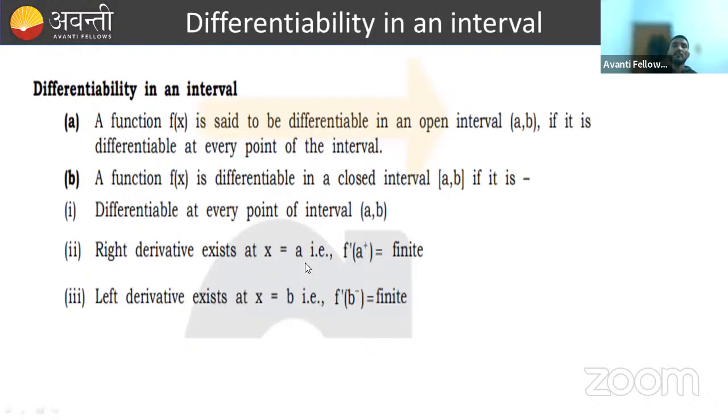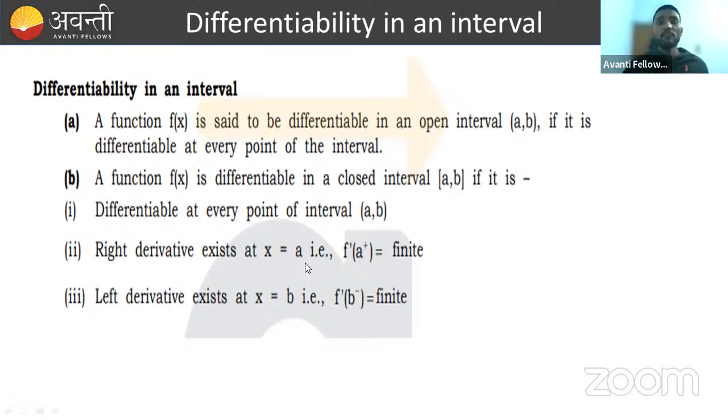And the other thing: just like continuity in an interval, there is differentiability in an interval. If a function is said to be differentiable in an open interval, it should be differentiable at every point of the interval. In that interval, at each and every point, we have to find the differentiability. It means at every point, first it needs to be continuous, then only it will be differentiable, right?